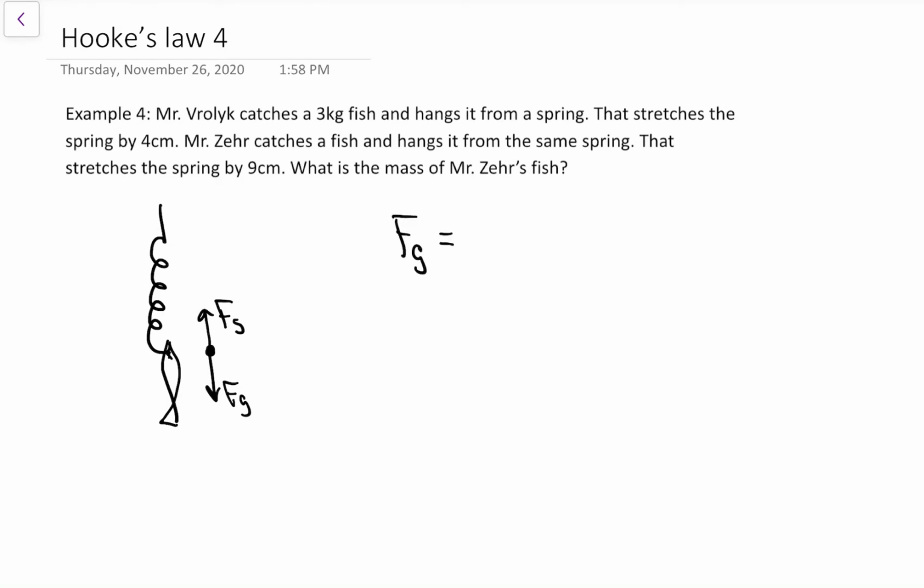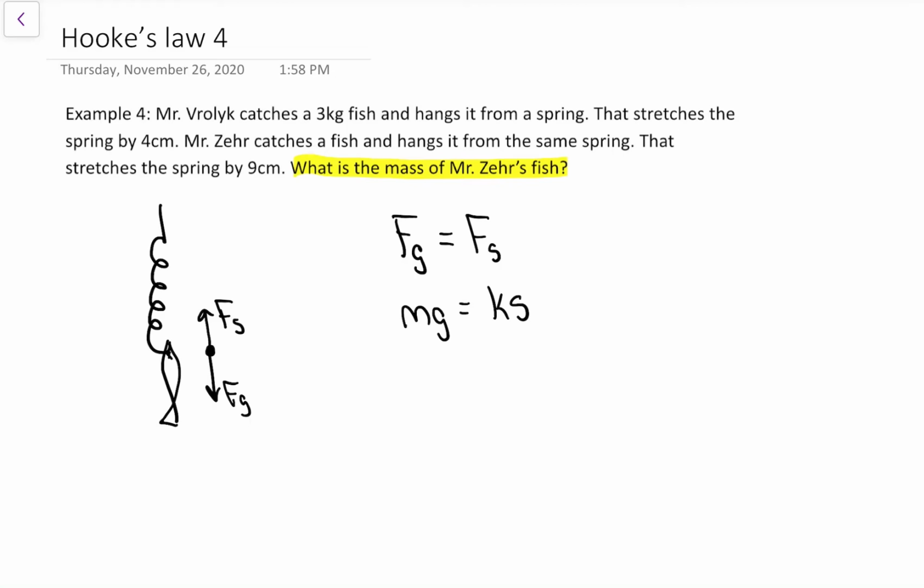You can say that the gravity pulling the fish down is equal to the spring pulling the fish up, or mg is equal to ks. The way this question is worded, I don't care about the k of the spring. I want to know the mass of Mr. Zare's fish. We could just grind it out and do the equation twice. Use the numbers about the 3 kilogram fish, solve for the k, then use the k with the other s to find the other m.